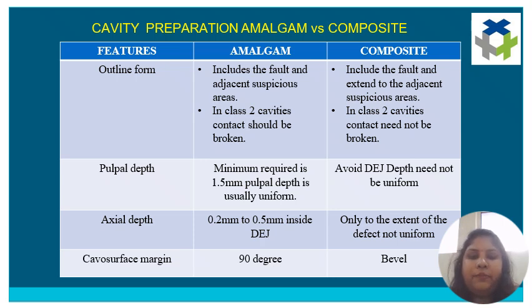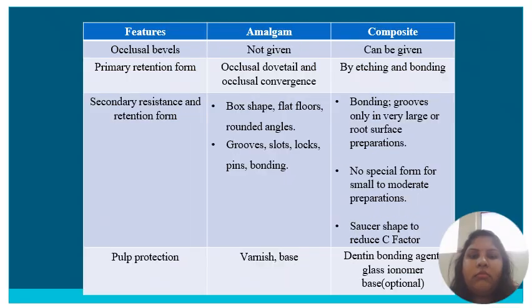The axial depth will be 0.2 to 0.5 mm inside the DEJ for amalgam. And in composite, only to the extent of the defect and not uniform. The cavosurface margin will be 90° in amalgam. In composite, you will be giving a bevel. So in occlusal bevels, in amalgam it is not given, in composite it can be given. So the primary retention form in amalgam is occlusal dovetail and occlusal convergence. In composite, it is done by etching and bonding.